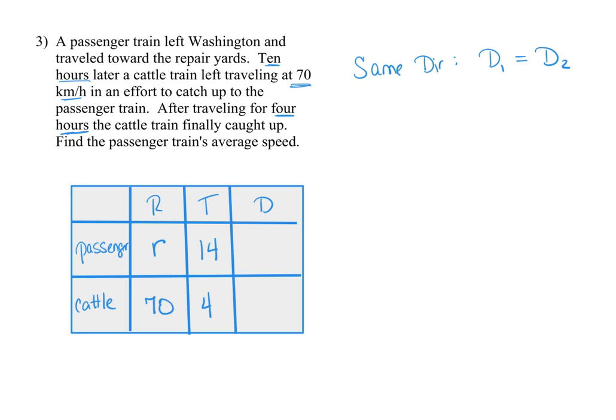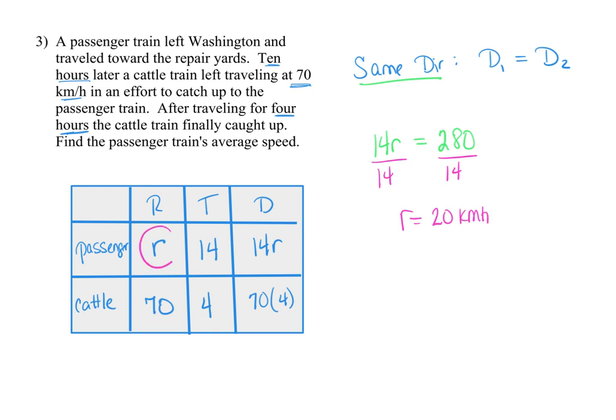Always multiply across. So this is 14 times r and this is 70 times 4. Because it is same direction, we've already decided we're going to set those equal to each other. So we have 14 times r equals, what is 70 times 4? 280. How do I solve for r? Divide. Yes, 280 divided by 14. r equals what? 20. And we're talking about kilometers per hour.